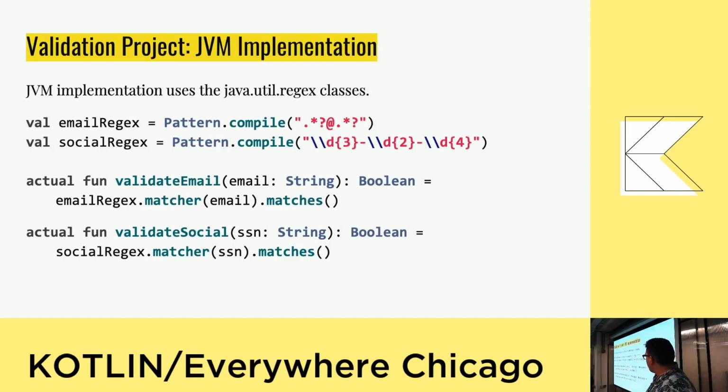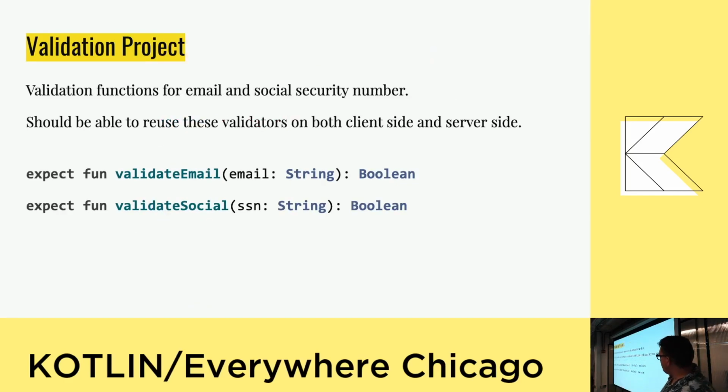And they're very similar. When you're writing functions that you implement in different platforms, you need to use the actual keyword when you actually implement it, and you use the expect keyword when you want something in the common source root.